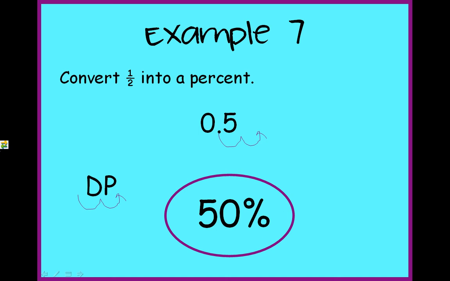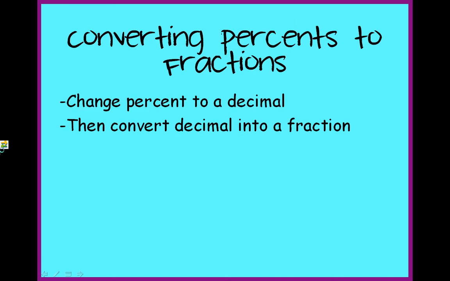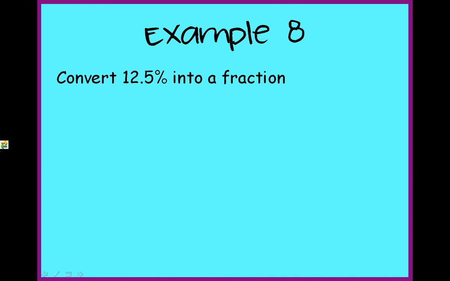Okay, well, what happens if you have a percent and you want to change it to a fraction? You're going to have to go backwards here. You're going to first change your percent to a decimal, and then convert that decimal into a fraction. So we're doing the same thing but backwards. Alright, we have 12.5%, and we want to change it into a fraction. Okay, so first thing we have to do is change that to a decimal. Move 2 places to the left, move 2 places to the left.